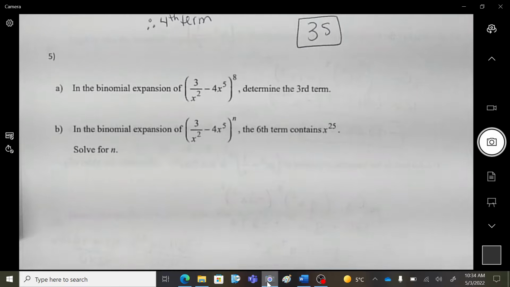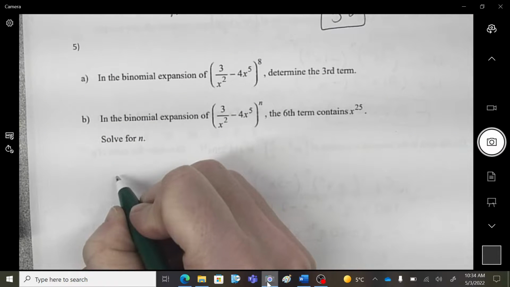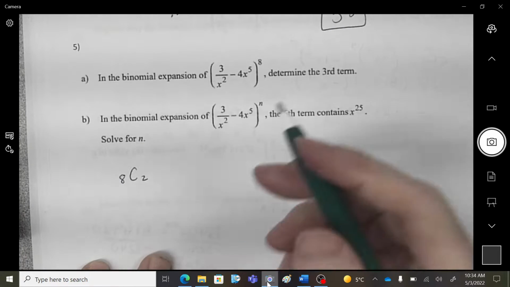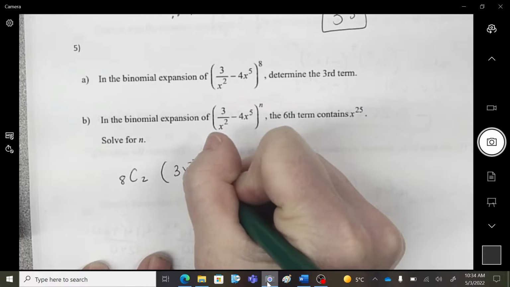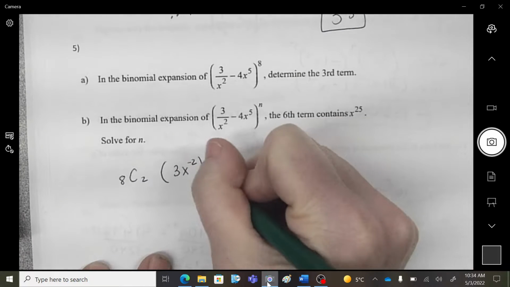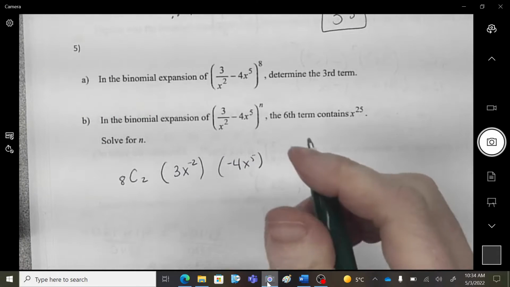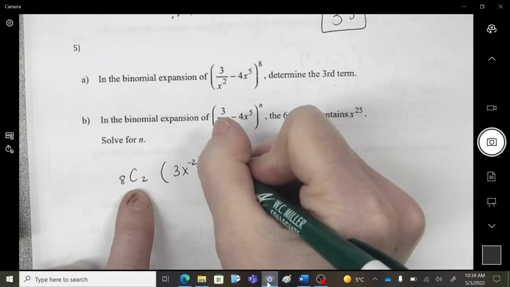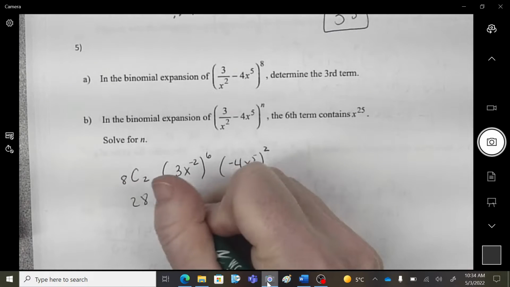Determine the third term. Okay, so I'm going to do 8 exponent, choose 2, and then 3 to the x to the negative 2, I'm going to move that, and then negative 4x to the fifth, I'm going to just write it as I see it. This number is on top, this is the subtraction. Okay, so 8 choose 2 in my calculator is 28.